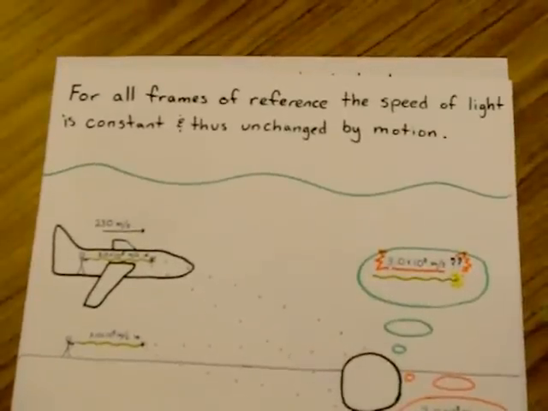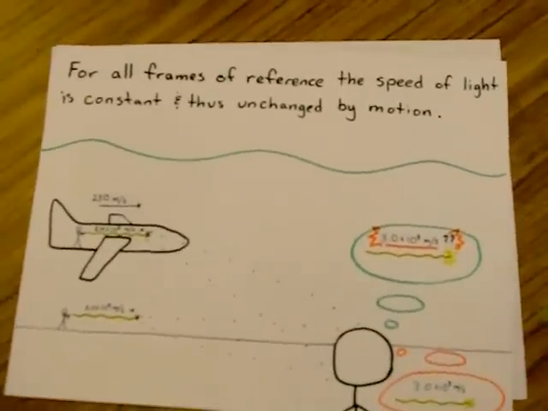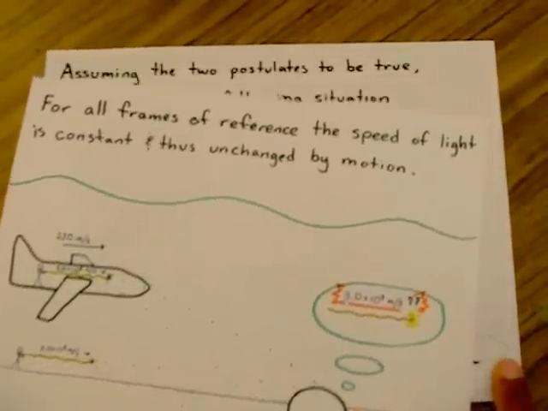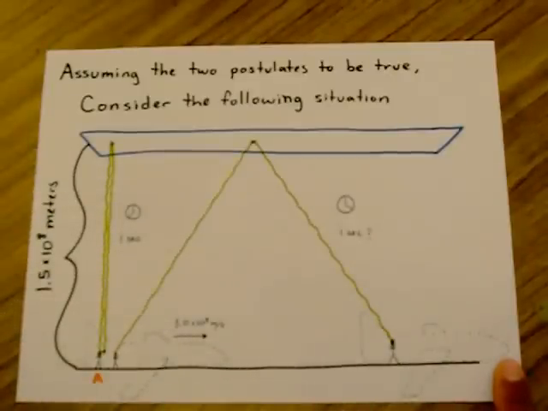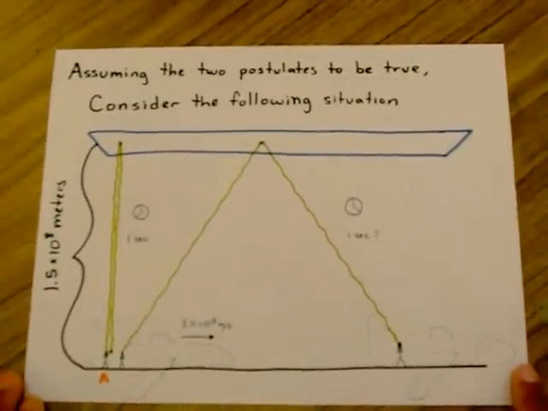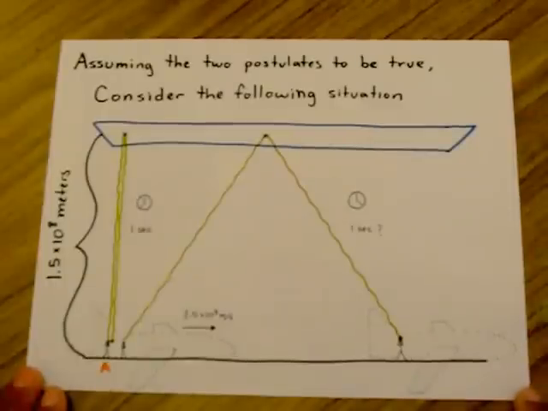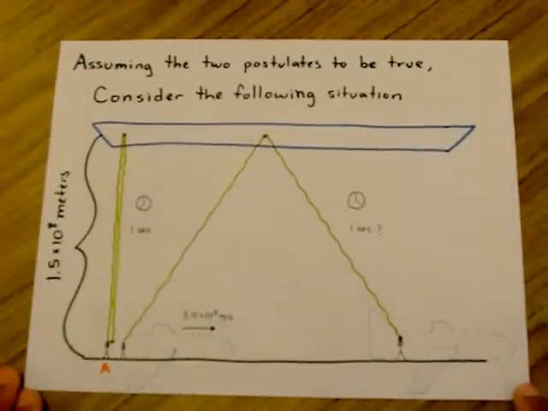Ponder that idea. How could that possibly be real? We know the laws of physics and vectors and situations, so why does it seem that way? So I want you to assume those two postulates to be true, though. And I want you to consider the following situation.